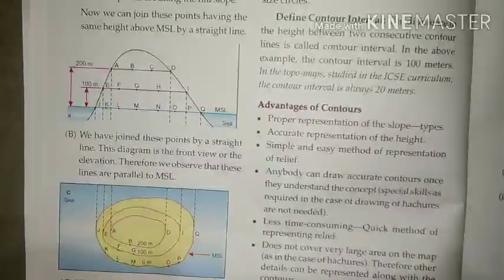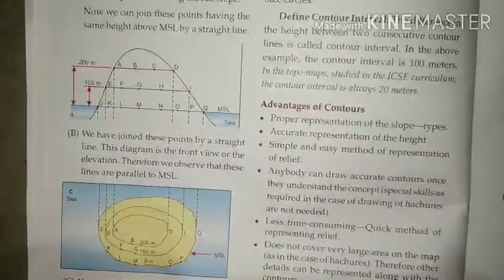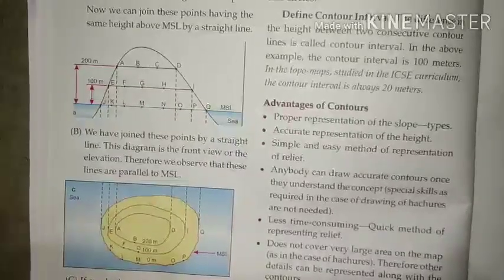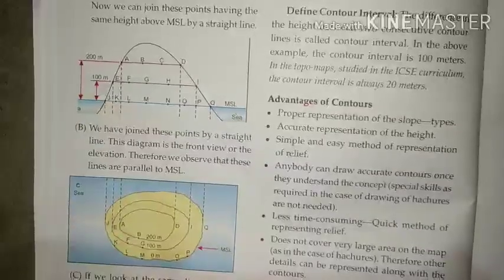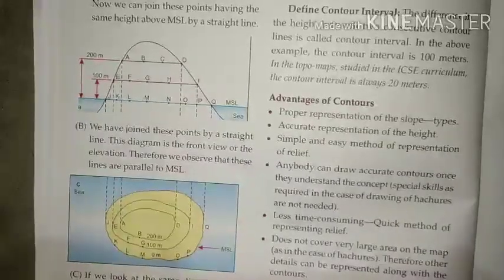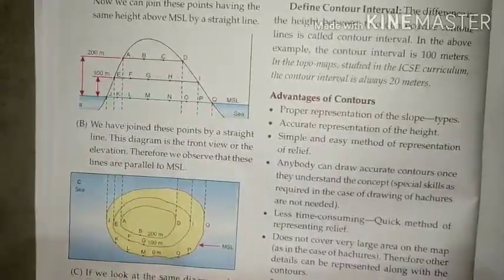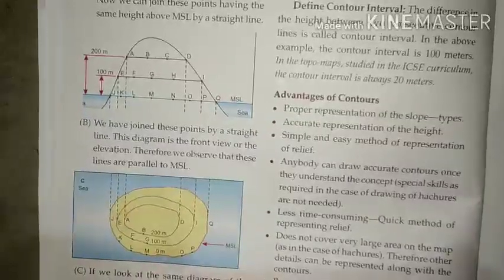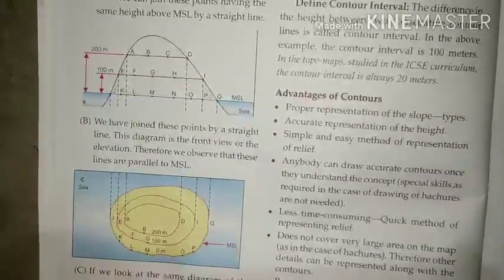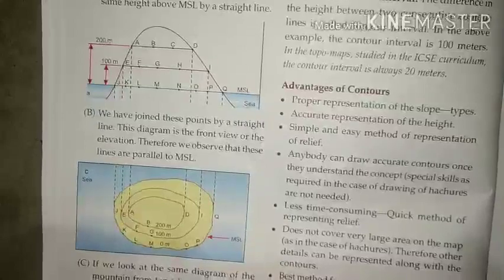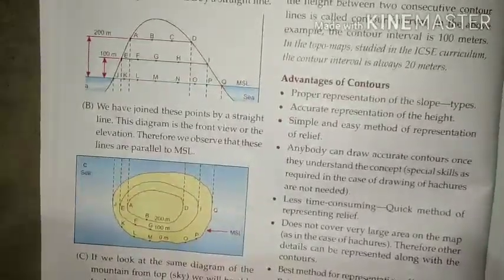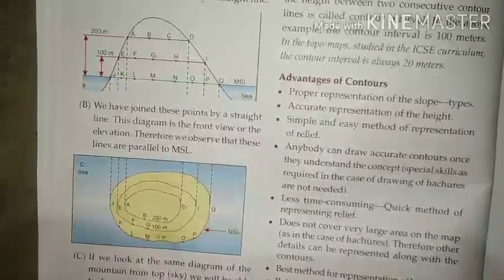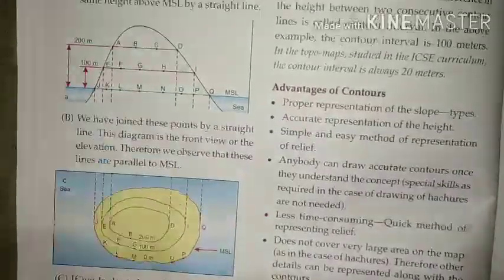This diagram is the front view or the elevation. Okay, we can call it the elevation. Therefore, we observe that these lines are parallel to MSL. So these contour lines are the lines which are joining all the places having the same height, like A, B, C and D are having the same height from mean sea level, that is 200 meter. So a straight line is drawn to join these points A, B, C, D.